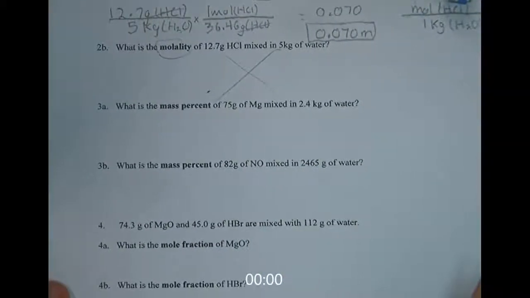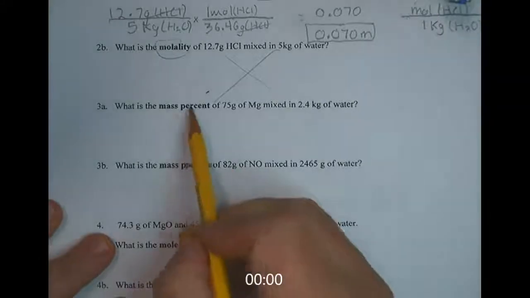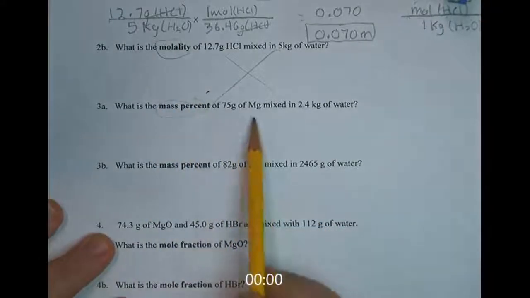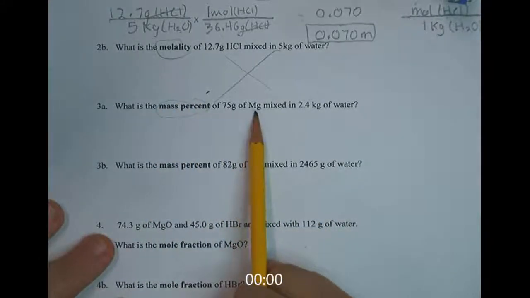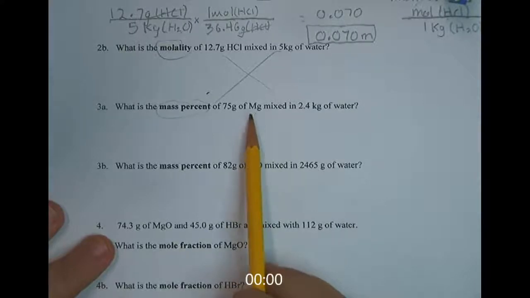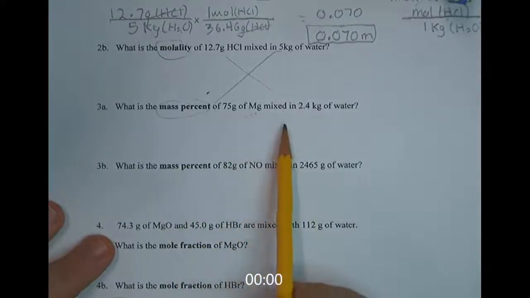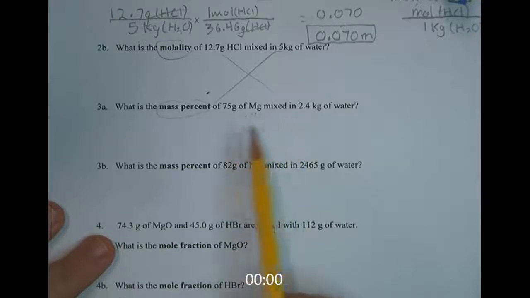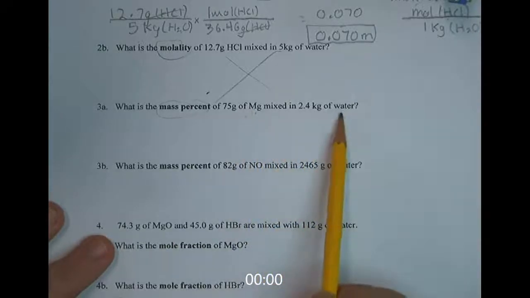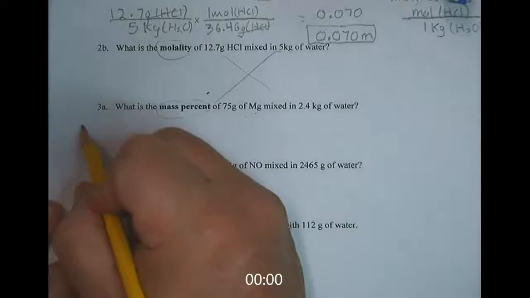Okay, here we go. We're on to 3A. Now we're looking for mass percent. So that's going to be the grams of the solute. It could be the solvent, but in this case it's the solute over the grams of the total solution. So that's the magnesium plus the water together. So let's write that down.